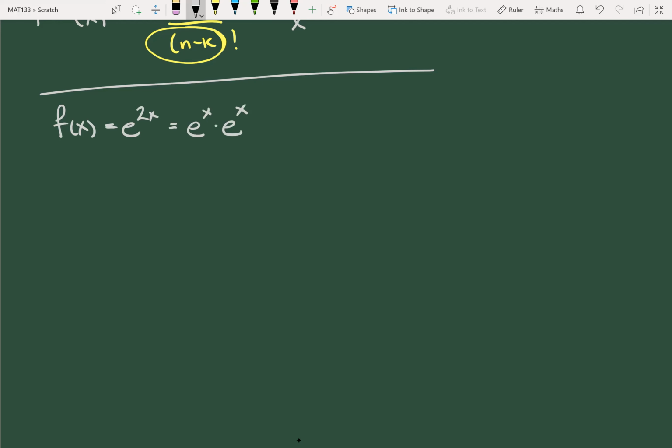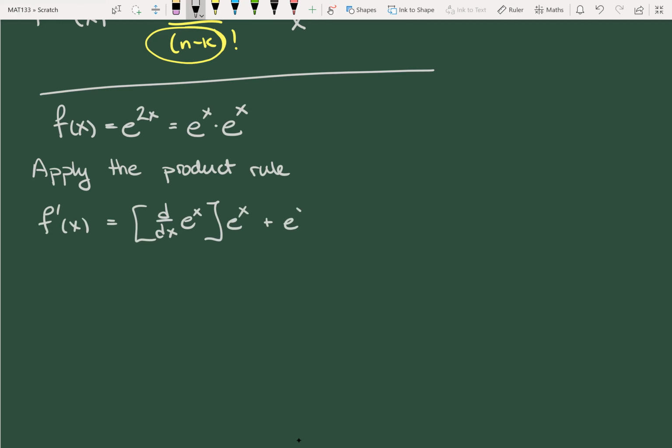And like I said, this will become much easier once we've learned the chain rule. But for now, we're going to differentiate the first times the second plus the derivative of the second times the first. And the derivative, oh man, I keep tongue twisting that one. The derivative in both cases is just e to the x, right? So we're just going to get e to the x times e to the x plus e to the x times e to the x.